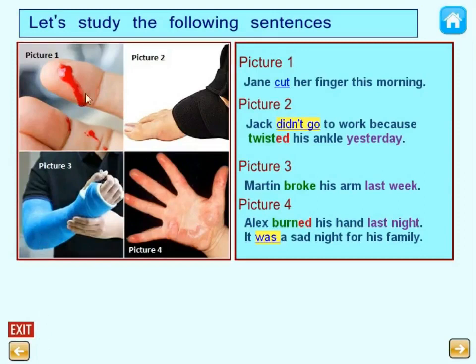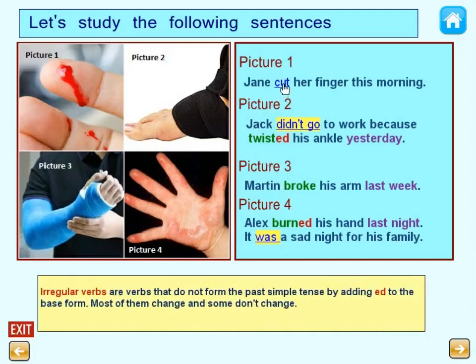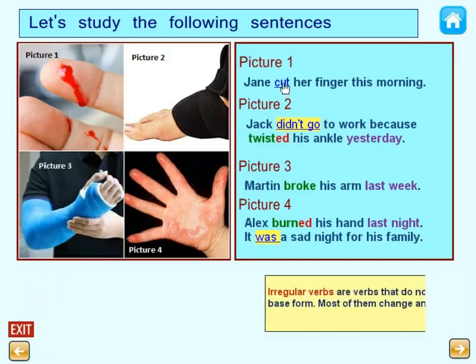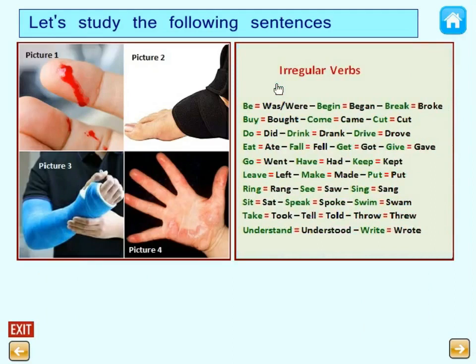As you see here, you have two irregular verbs in pictures 1 and 3, which are cut and broke. Hover the mouse on the verb cut to see the definition of irregular verbs. As you see here, irregular verbs are verbs that do not form the past simple tense by adding ed to the base form. Most of them change, and some don't change. Click here on the verb cut to see a list of some irregular verbs.